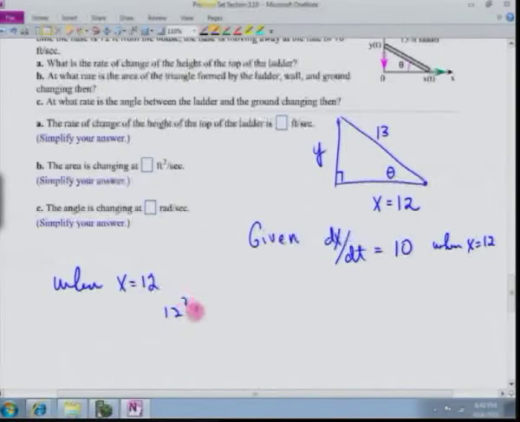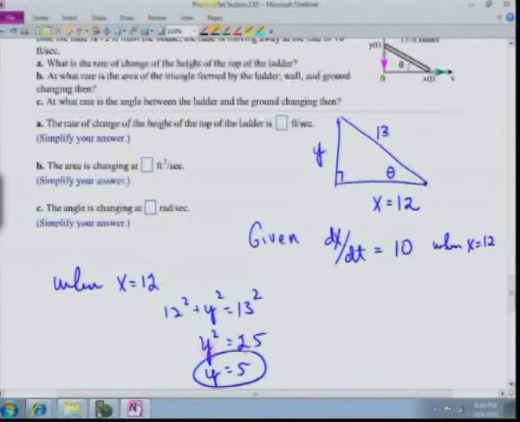You have 12 squared plus y squared equals 13 squared, but you really should remember there's that special right triangle, 5, 12, 13. Anytime you have 12 and 13, that other piece is going to be 5. Because you'd end up with y squared is 25 and y is 5. So, now we have that. Okay? So we got that, right?